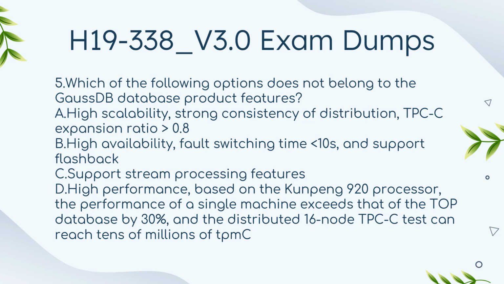5. Which of the following options does not belong to the GaussDB database product features? A. High scalability, strong consistency of distribution, TPCC expansion ratio greater than 0.8. B. High availability, fault switching time. C. Supports stream processing features. D. High performance, based on the Kunpeng 920 processor. The performance of a single machine exceeds that of the top database by 30%, and the distributed 16-node TPCC test can reach tens of millions of TPMC.